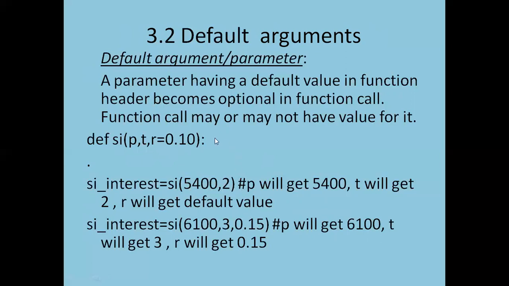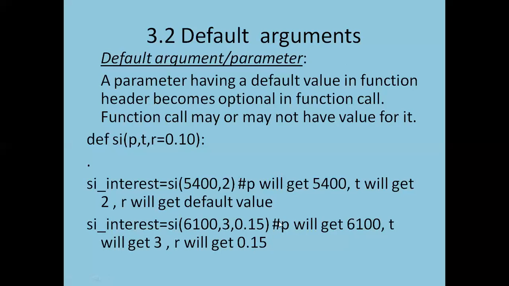This will still work. Why? Because even if I do not write it, the function call may or may not have a value. So even if I do not write R, any value here, by default it will take the default value. So this calculation will be performed taking your principal value as 5,400, time period as 2 years, and the rate as what is already defined as your default. Now another way I can write this, I can write the same line SI 6,100, 3 and 0.15. Here my principal value is now 6,100, time is 3, and my rate is 0.15.